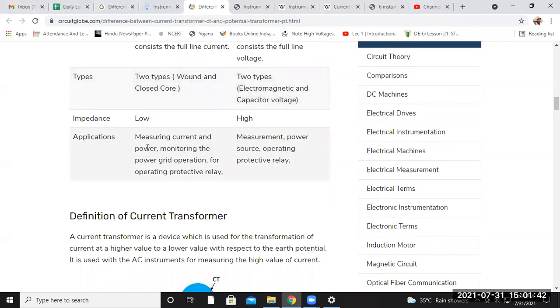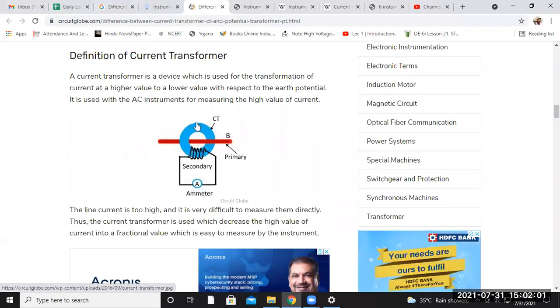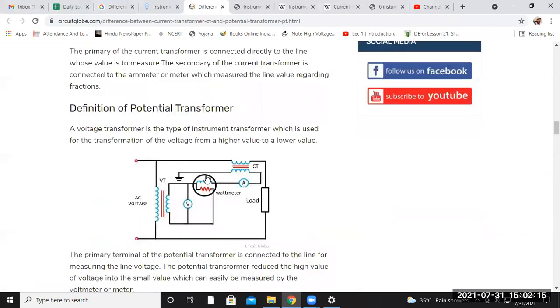Now the applications. For the current transformer, the applications are measuring current and power, and monitoring the power grid operation for operating protective relays. The application for the potential transformer is given as measurement, and power source for operating protective relays. So these are some applications of both types of transformer. Now here you can say this is your current transformer. This is the secondary winding, and this is the straight rod, that is the primary winding. This is the secondary part, and this is the ammeter connected with the machine, or you can say current transformer.